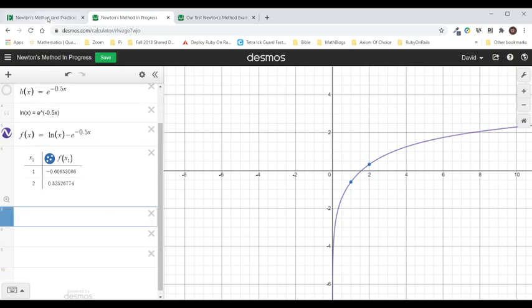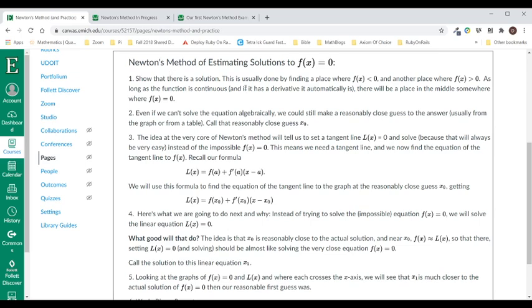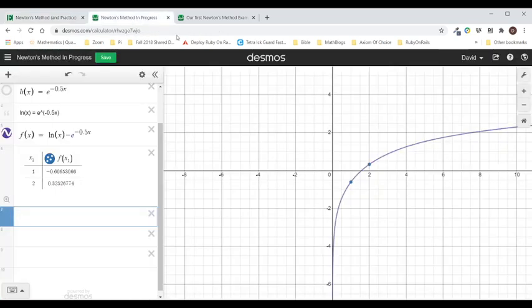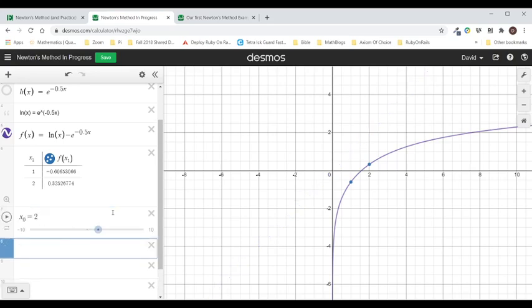Now I'm going to run back over to Newton's method. We're now done with step 1. Step 2 says even if we can't solve the equation algebraically, we could still make a reasonably close guess. We don't care that it's that close. We do care that it's easy. I see, for example, that where the blue line crosses the x-axis, it's pretty close to 2. We always call our reasonably close first guess x0. So I'll just say it's 2, like that. That shouldn't kill us too much. So we've found our reasonably close guess.